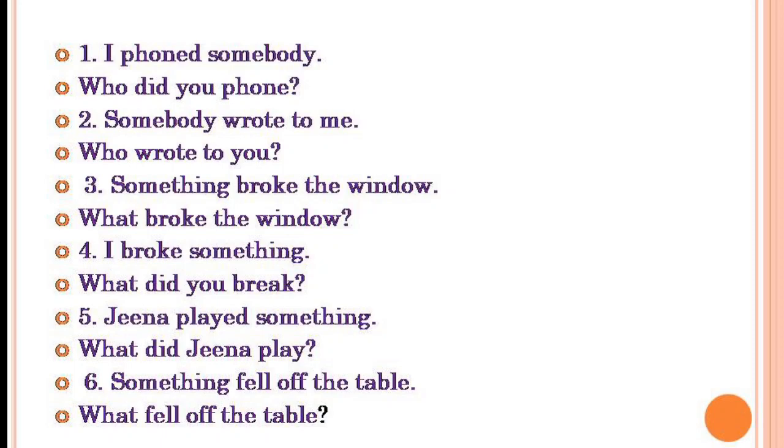Something broke the window. Something is the subject of the sentence. What broke the window? I broke something. Here something is the object of the statement. What did you break? Gina played something. Here something is an object of the verb play. What did Gina play? Something fell off the table. Something as the subject. What fell off the table?